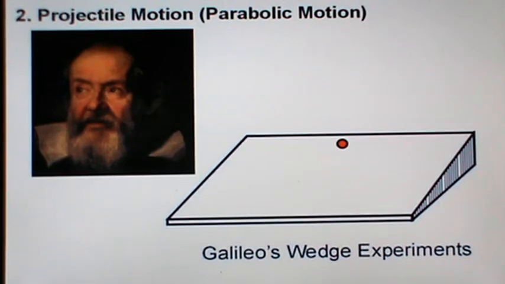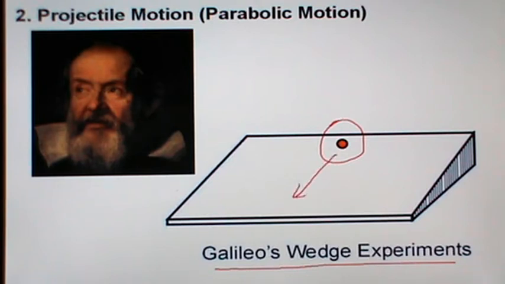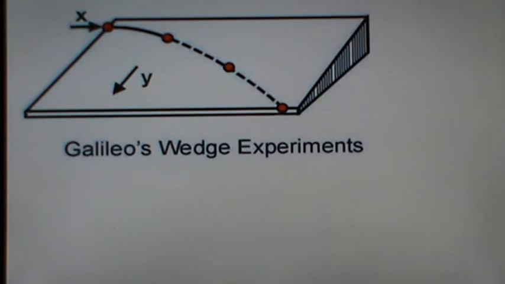Alright, our discussion on the projectile or parabolic motion will start from Galileo's experiment on the parabolic motion. If we put a small ball on the wedge or inclined plane, then we release the ball, it will move along the plane and will be accelerated. Now, suppose we give the ball an initial velocity along the x direction.